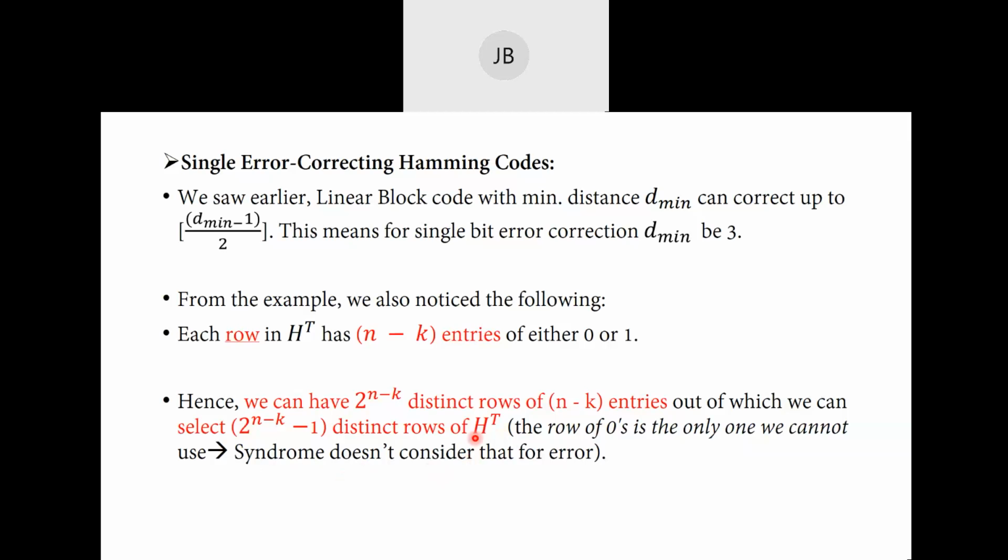But we consider all other rows, because we are mainly concentrating on how to identify the errors and correct the errors. So we want those elements where there are errors. So that's why we leave the first row that has all zeros. That means in general, we consider only 2 power n minus k minus 1 rows of H transpose.